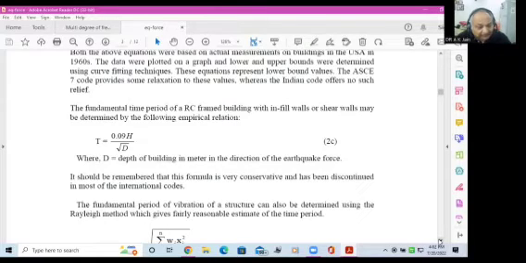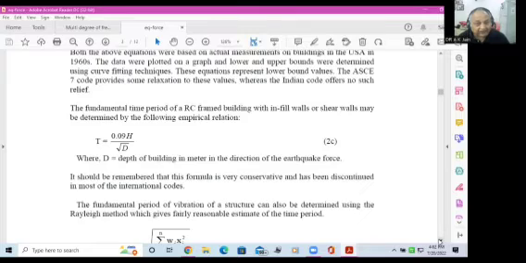This one thing must be remembered with this formula, that although our code writers of the 1893 code love this formula, T is equal to 0.09 H by root D, this formula was discontinued in most of the international building codes, including the American code, where it was introduced in 1970. UBC code you must have heard of. The Uniform Building Code 1970 first introduced this formula in 1970. And in 2000, that formula was discontinued from that code.